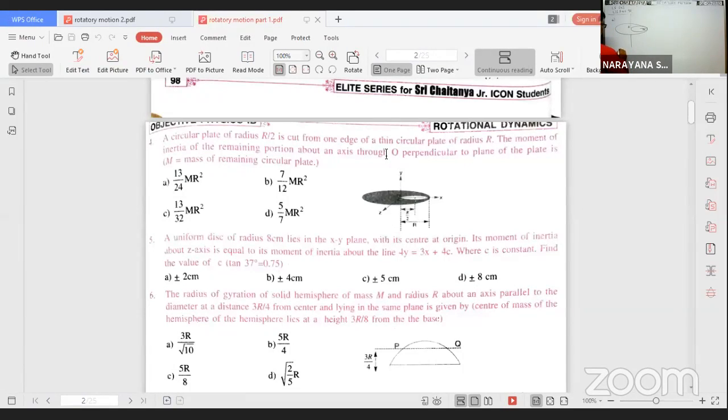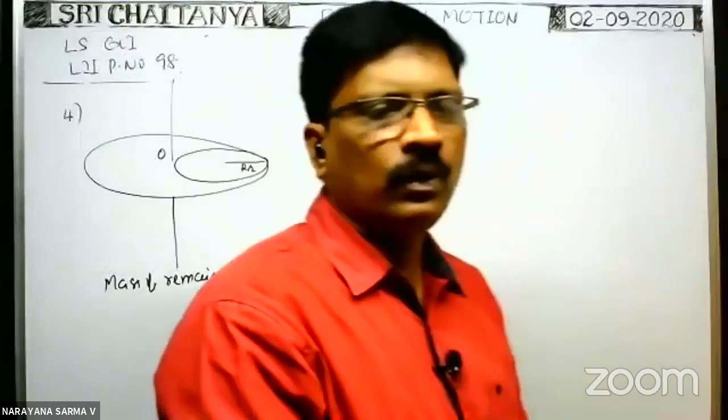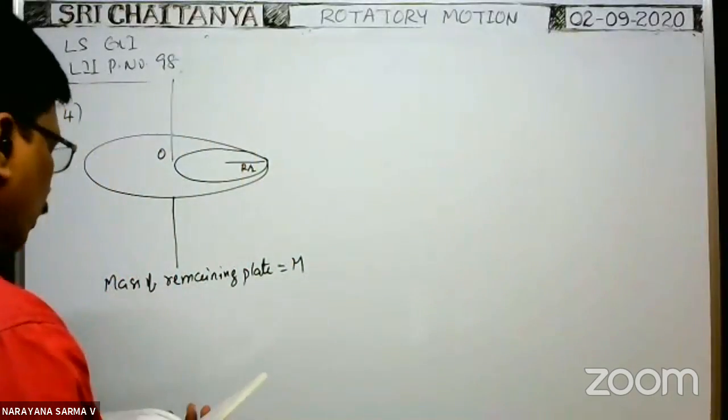Okay. Mass of remaining plate is equal to capital M. That is given. Okay, now all of you look at the board. It is very, very important problem. Okay, all of you see the board.